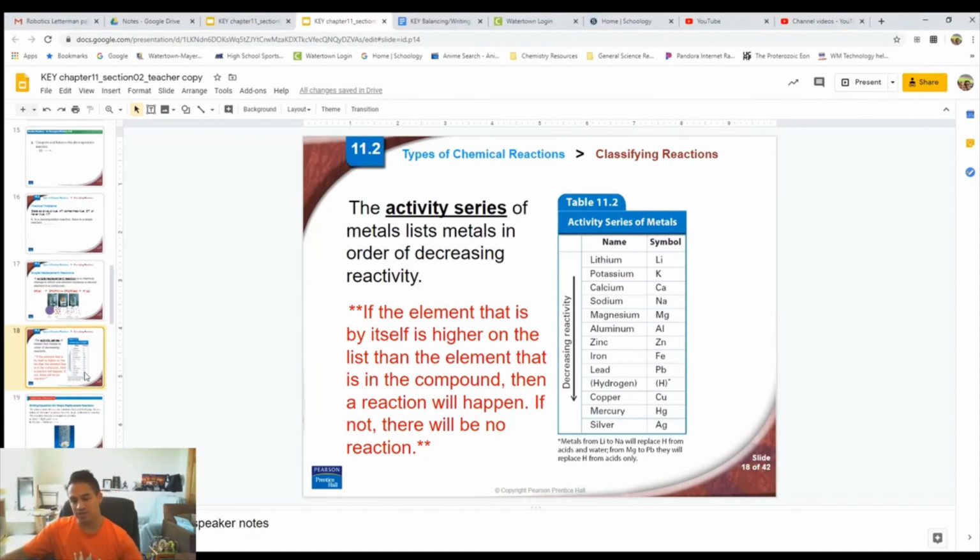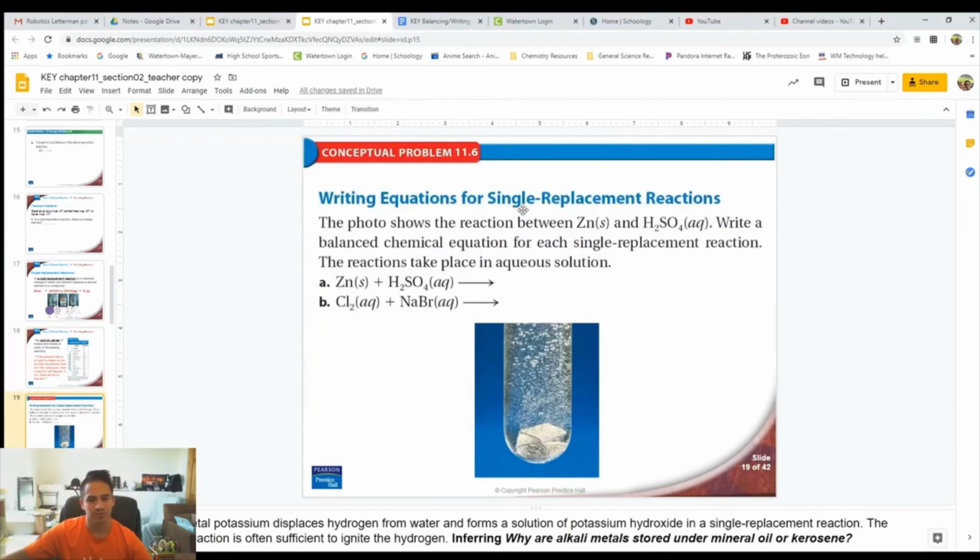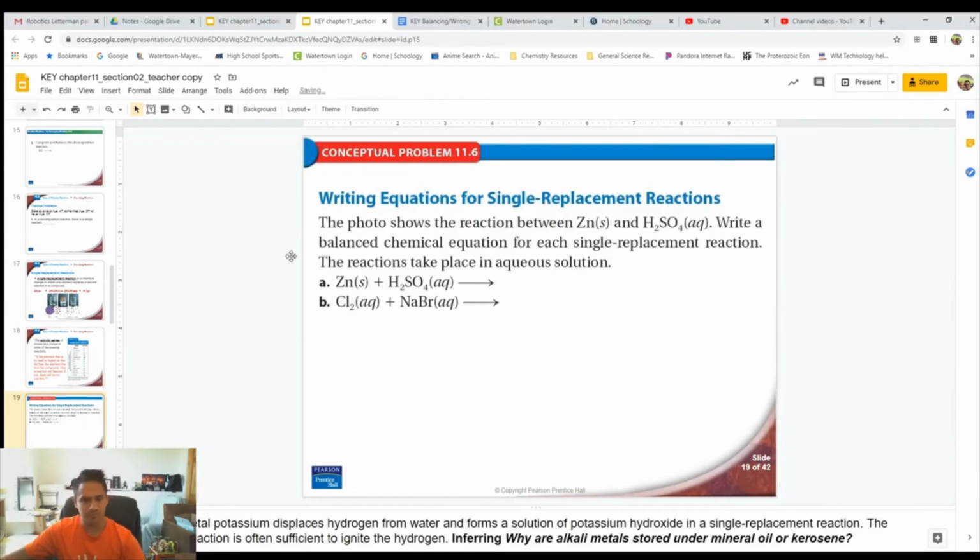So there are some problems later on that you're going to be working on where it might say, write out this reaction, or if no reaction happens, state no reaction. It's because of this, okay? So let's take a look at some examples here.